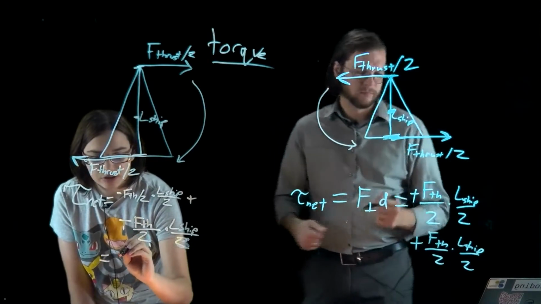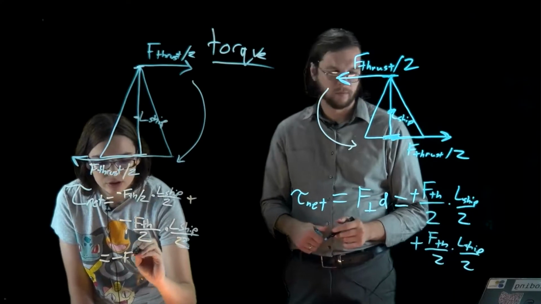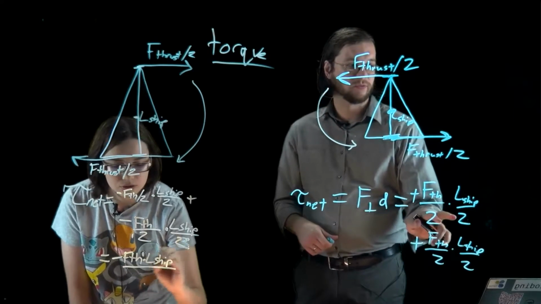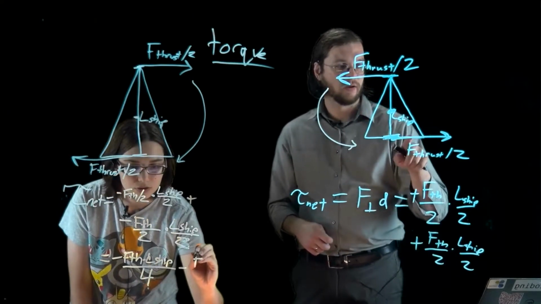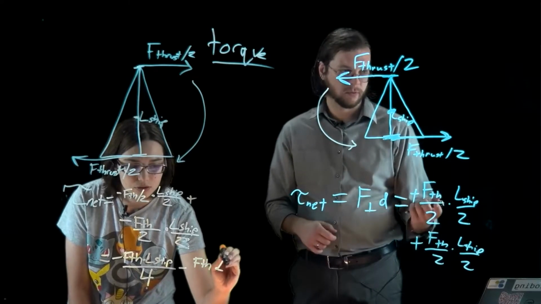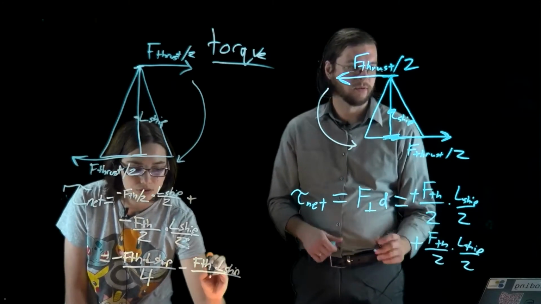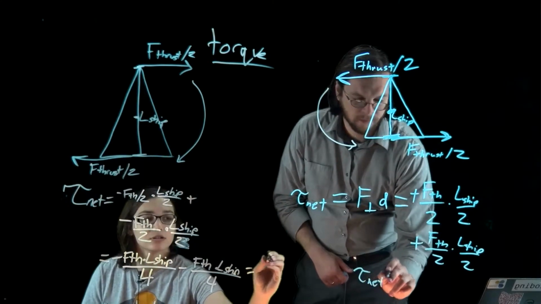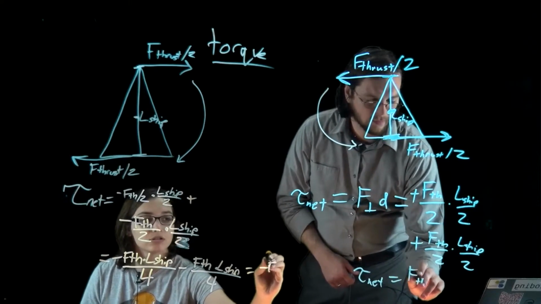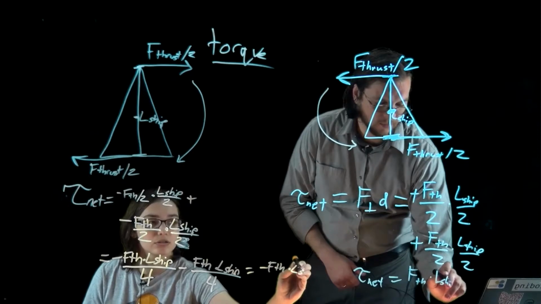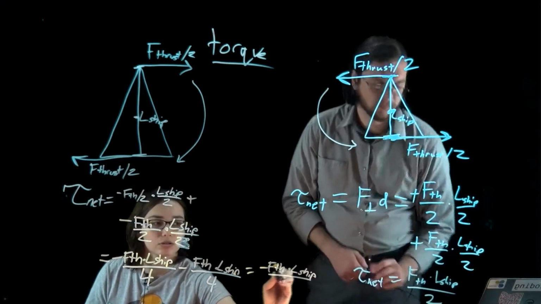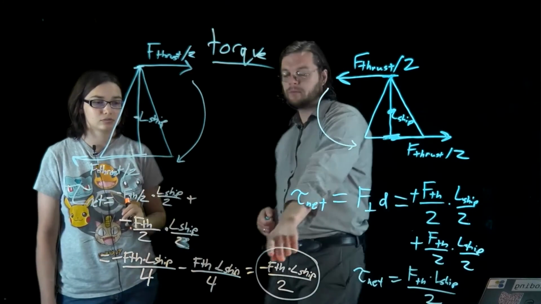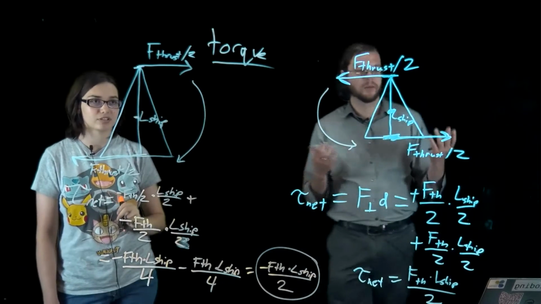So then if we multiply that, half times a half is a fourth. Yeah. So 2 times 2 is 4, so a fourth plus a fourth is a half. And so at the end of the day, the net torque on here is F thrust times L ship, just divided by 2. Right? Okay? And then for you, it's the same thing, but it's just negative because it's in the opposite direction.